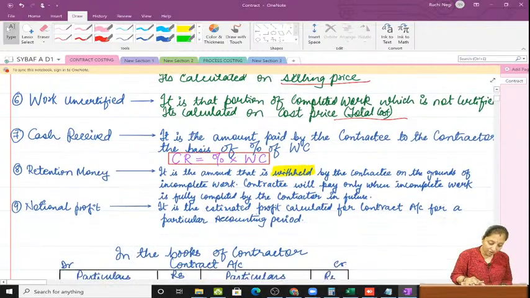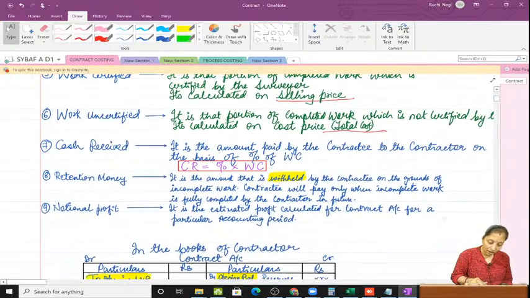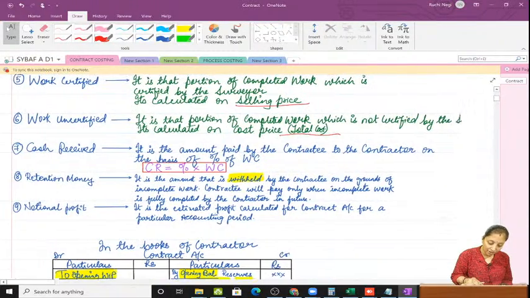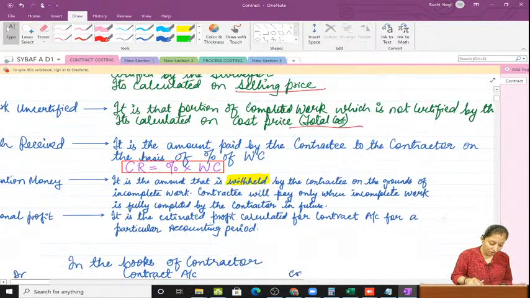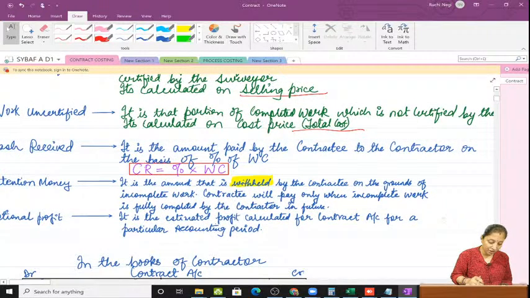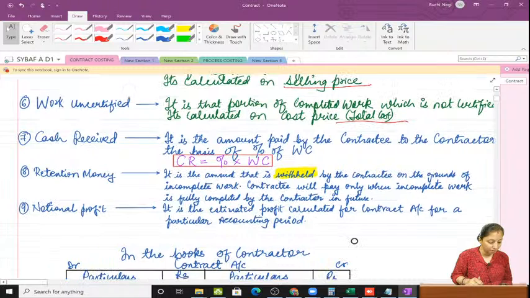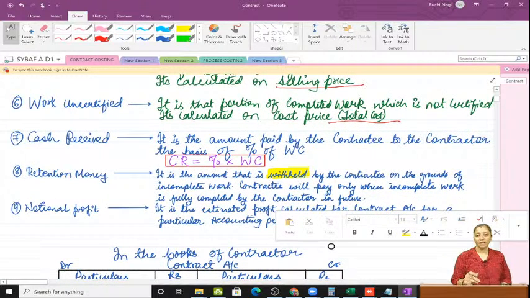Now what is cash received? जितना आपने काम सर्टिफाई करवाया है उस पे आप अमाउंट पे करोगे. Okay, so what is cash received? It is the amount paid by the contractee to the contractor on the basis of percentage of work certified. So if he has completed 15% of the work, then you will pay him 15% of the work which is completed.